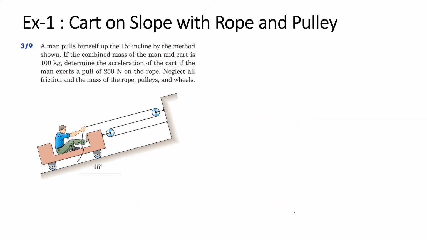In this problem, we have a man and a cart on a slope. The cart has a smooth wheel on the slope, and we are going to neglect the friction between the floor and the cart because of the wheel. We have the angle that indicates the slope. A small complexity is that we have a rope that goes through two pulleys.